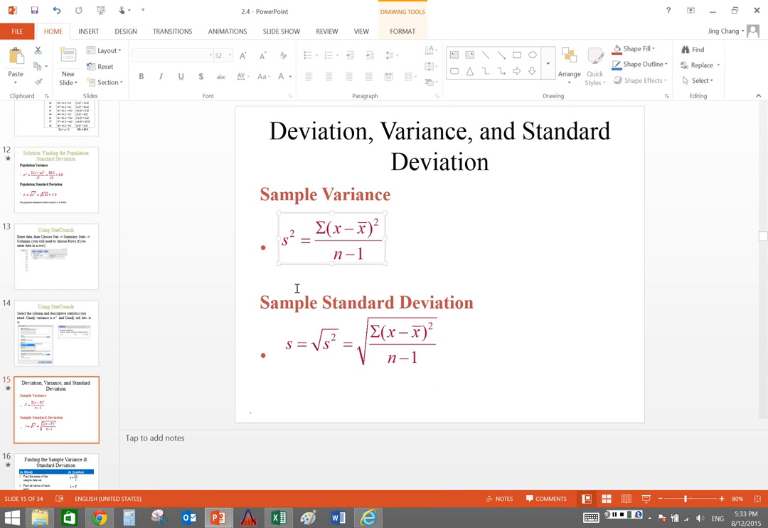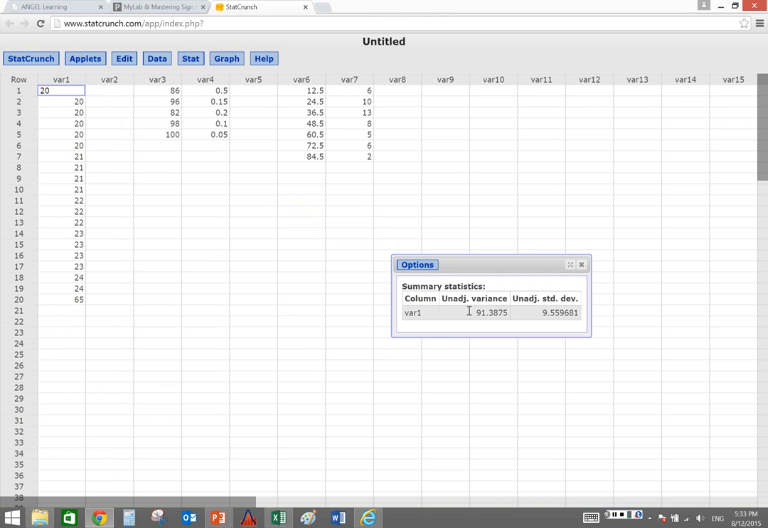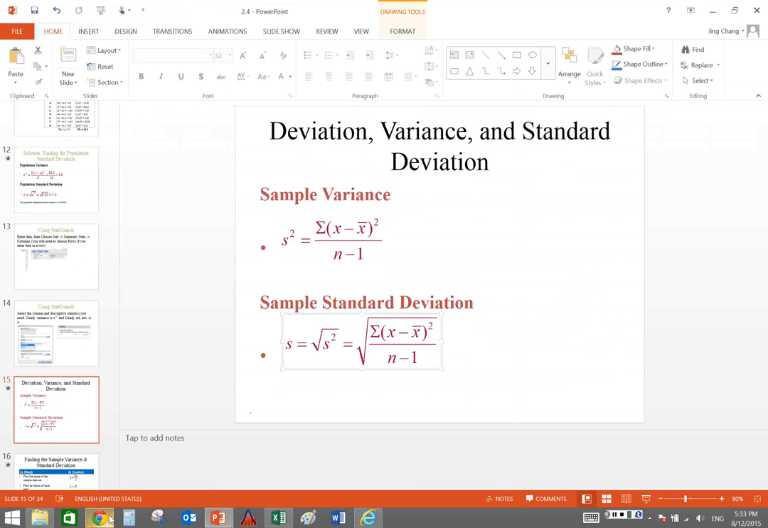This will be S squared and S. And that's why in StatCrunch, make sure you pick the right one. So unadjusted is the population. Without unadjusted, if it's just variance or standard deviation, that will be sample.